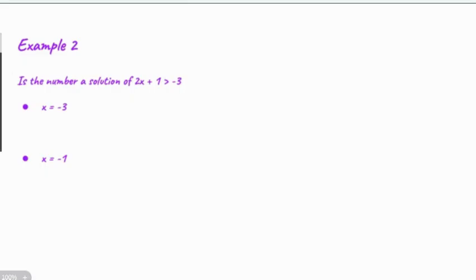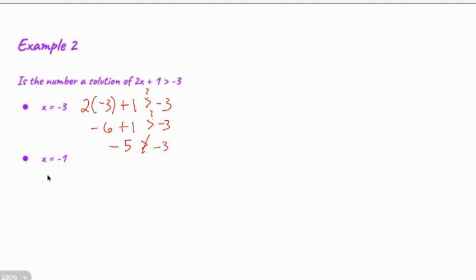Okay, so let's go ahead and work through if these numbers, negative 3 and negative 1, are a solution to this inequality. So I'm going to do that by substitution. I'm going to get 2 times my negative 3 plus 1. Is that greater than negative 3? Okay. So we got 2 times negative 3 is negative 6 plus 1. And it looks like an answer is jumping off the page at us. We have negative 5 is not greater than negative 3. So negative 3 is not a solution.